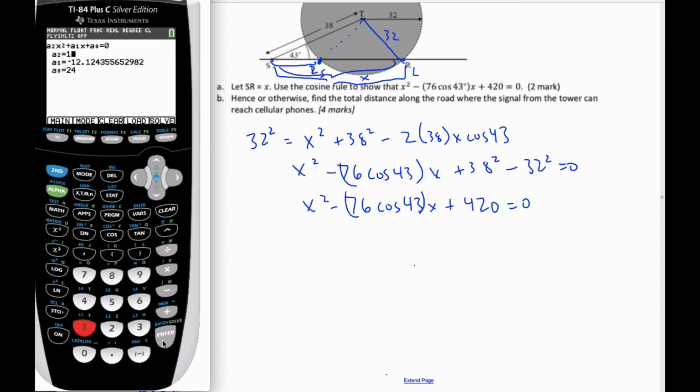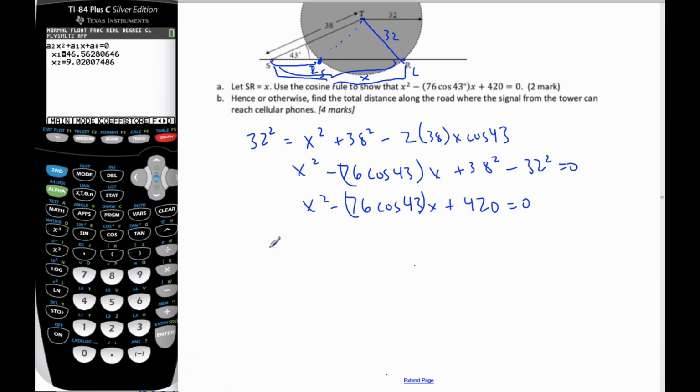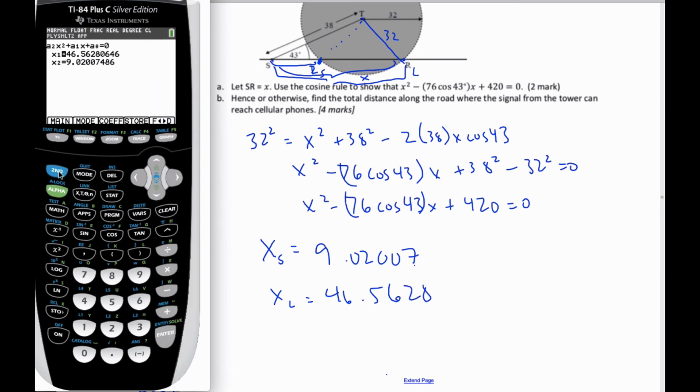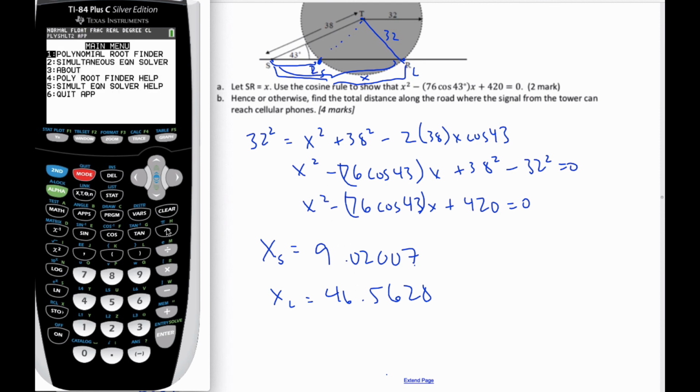My first coefficient is 1. My next one is going to be negative 76 cosine of 43. And the last one is going to be 420. Hit enter and solve that. And I get my small x will be 9.02007, and my large x is 46.5628. And I want to find the difference between them, so I have to subtract them.